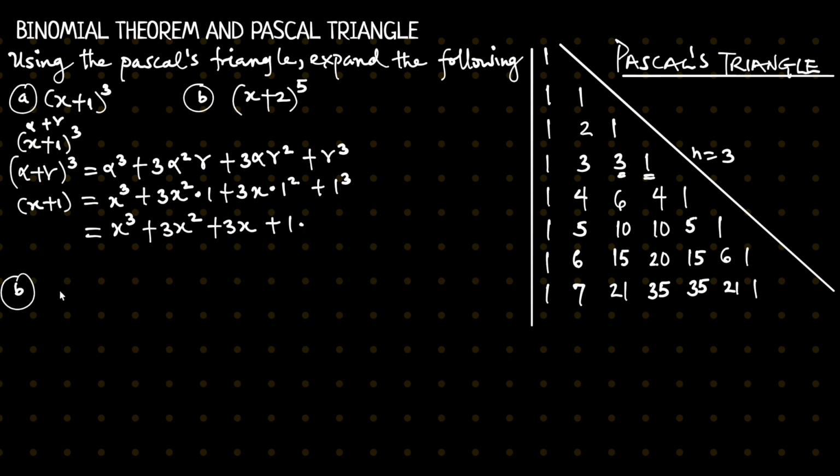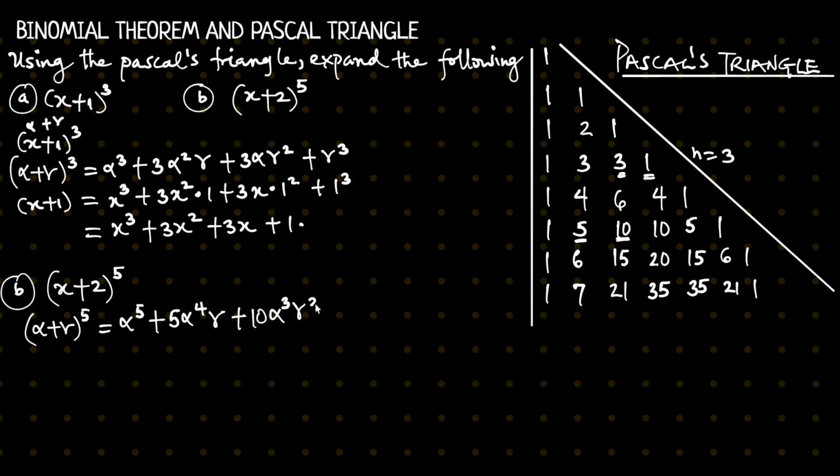The second one, we have x plus 2 to the power 5. Again, if you use alpha plus gamma to the power 5, alpha starts with the power 5. Then we pick 5. Then the power of 5 reduces to the power of 4, and then gamma takes over. Plus, then we have 10. Then we do 10 alpha. It reduces to 3, and then this increases to 2.